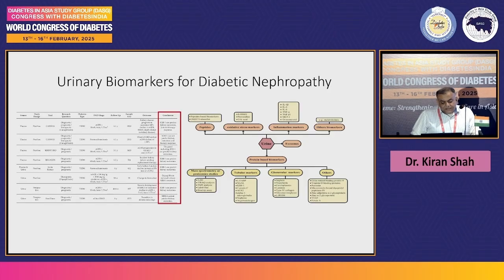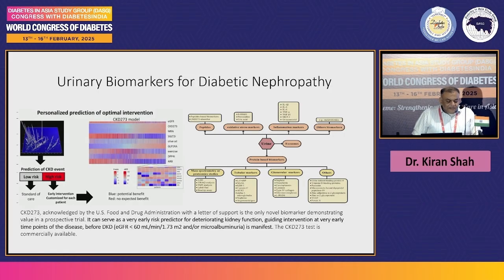And there are various studies which have shown that kidney injury molecule 1 seems to play a very important role in identifying the stages of early progression of diabetic nephropathy. Now this is CKD 273.